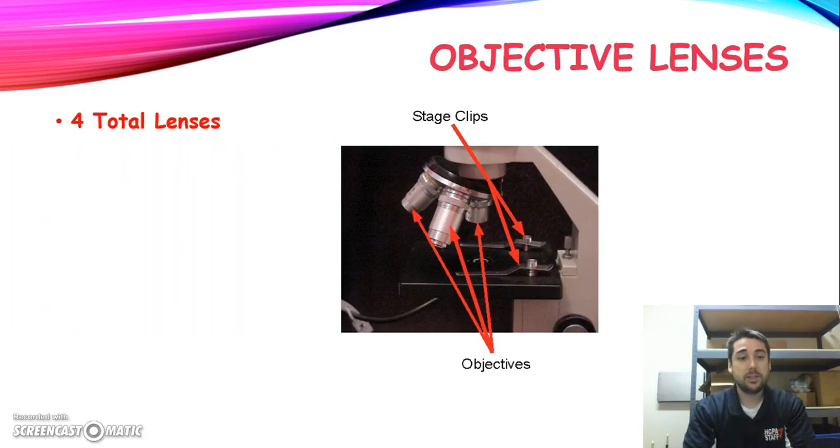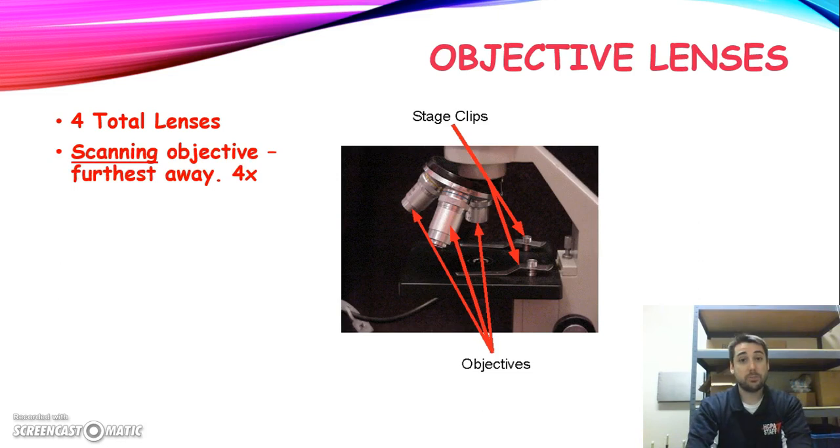Objective lenses, there's 4 total. Now that's including the eyepiece. The first one is the smallest one. That's usually denoted in a red color. We call that the scanning one because that's what you can scan your whole field on. It's the one that sees the specimen the furthest away, and that's 4 times what it would be.